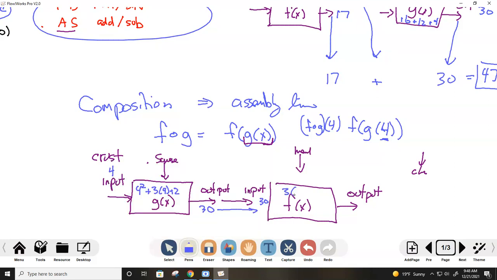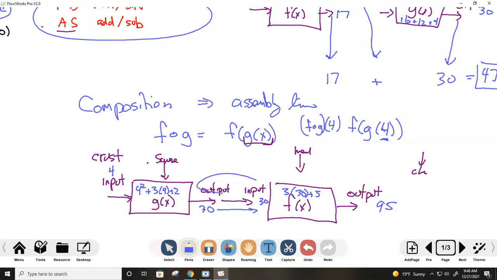So this is going to be 3 times x. Now my x, it's no longer 4, because that was the input to g. It's not the input to f. The input to f is the output from g. 3 times 30 plus 5. So my output is going to be 95.